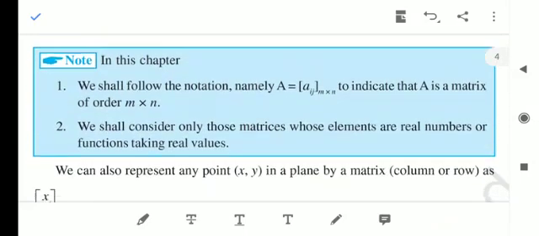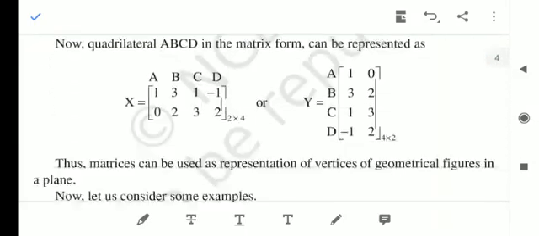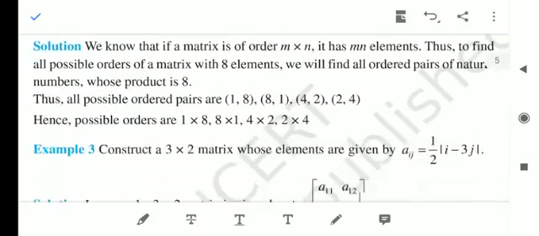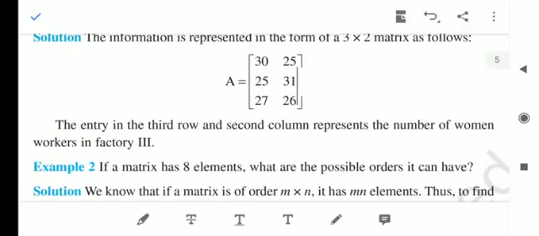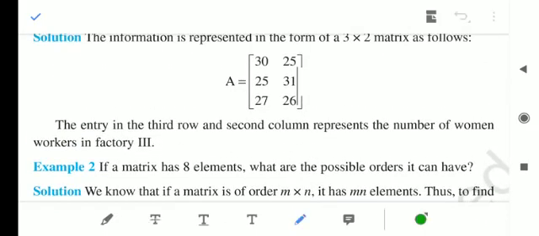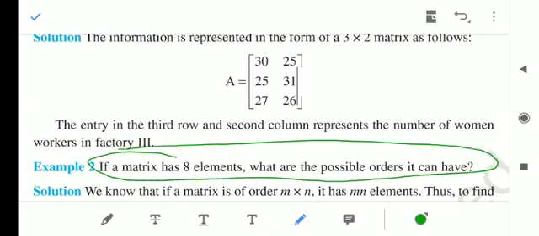Now look at some important definitions. Now look at this question: if a matrix has 8 elements, what are the possible orders? So the total number of elements is 8.